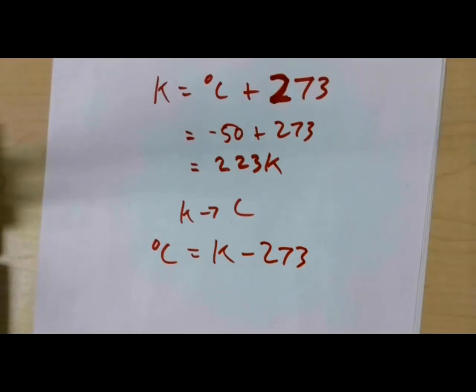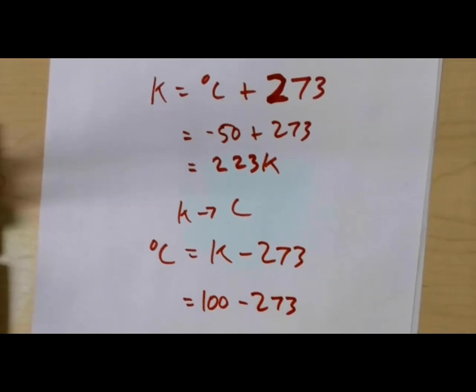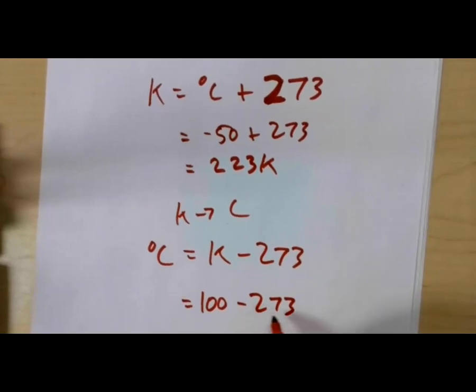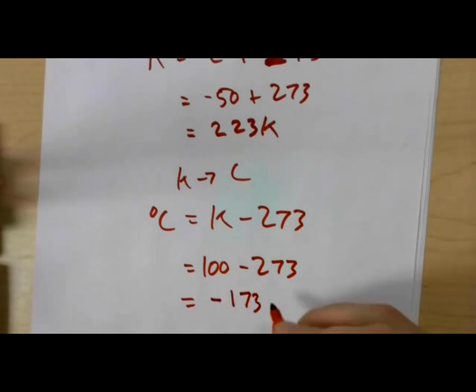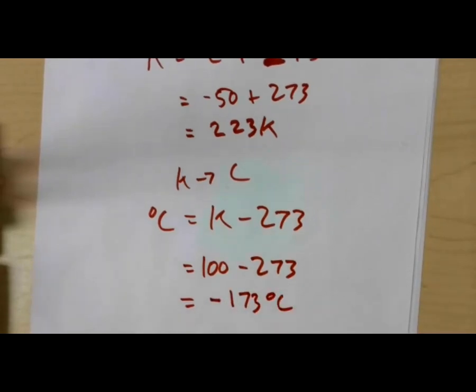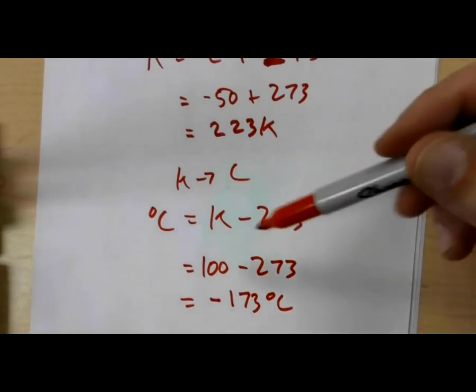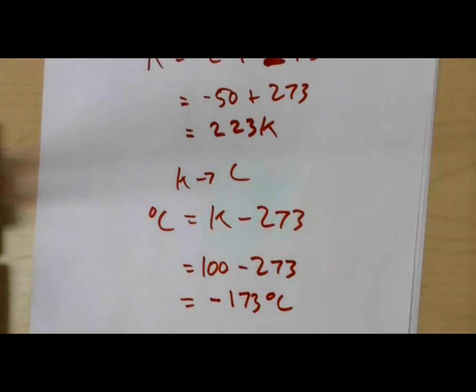So like I said, we're doing number 16. So we're going to convert 100 degrees Kelvin into Celsius. So I have 100 minus 273. Notice the negative is on the bigger number, right? The minus the bigger number. So we should come up with a negative answer here. And we do. We come up with negative 173 degrees Celsius. Because I just took 100 minus 273.